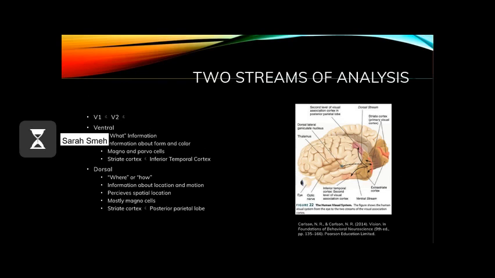Regions for visual processing are divided into 2 streams, the ventral and dorsal streams. The ventral stream processes information about form and is referred to as the what stream due to its involvement in object identification. It is composed of magnocellular and parvocellular cells. The end location for this stream is in the inferior temporal cortex. The dorsal stream processes information about spatial location and movement and is known as the how or where stream. It is composed of magnocellular cells. The end location for this stream is in the posterior parietal lobe.